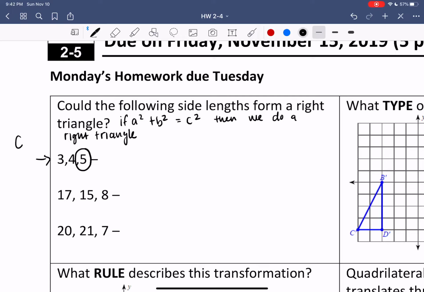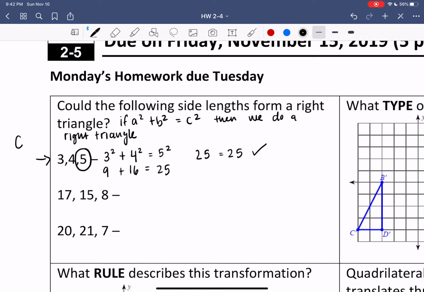So once you substitute the numbers given, we can substitute the 3 for A, the 4 for B, and set that equal to 5 squared. And once we go ahead and simplify that, we'll get 9 plus 16 equals 25. And when you add 9 and 16, you get 25. And then you see that 25 does equal 25. So in this case, we do have a right triangle.